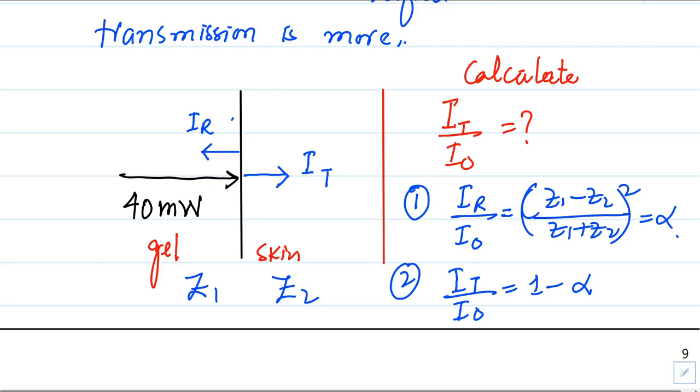Now here I have given you an example: 40 milliwatt with the gel through skin. You can calculate how much has been reflected and how much has been transmitted. IT divided by I naught was your requirement, but you can find IR divided by I naught with the help of Z's. So alpha is IR divided by I naught. What will be the beta? Beta means which has been transmitted, IT divided by I naught. So beta will be 100% minus alpha. Out of 40 milliwatt, whatever has been reflected back, the remaining will be transmitted. Are you getting my point?